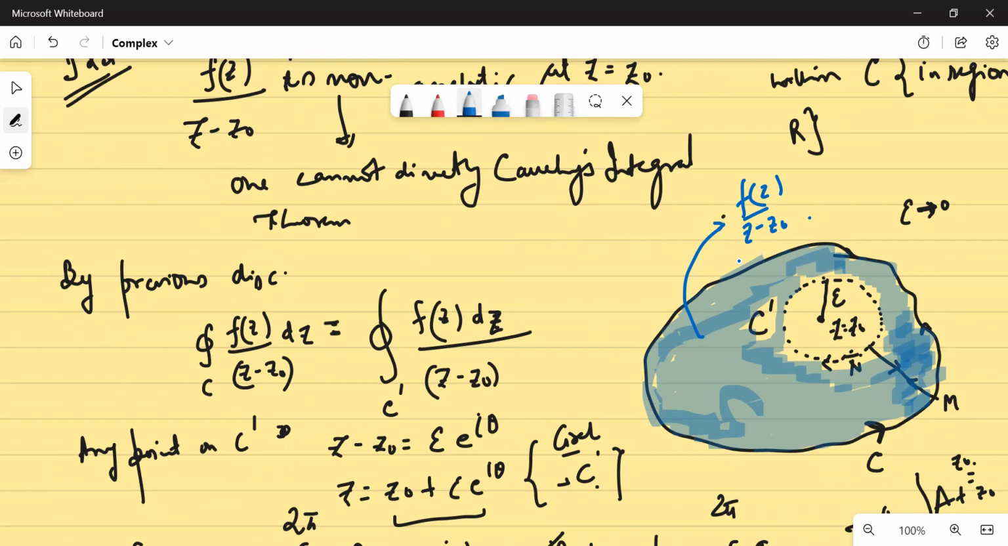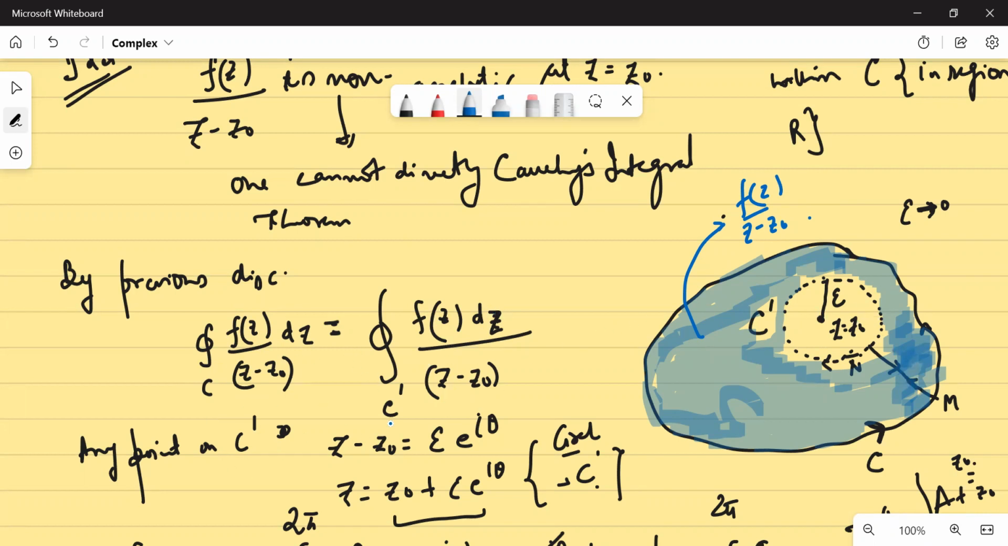Since f(z) upon z minus z naught is analytic, yesterday we discussed how to use Cauchy's integral theorem for such doubly connected regions: we have to introduce a slit. By introducing a slit, we know that the integration of f(z) upon z minus z naught over C, and over C dash, mean one and the same thing.